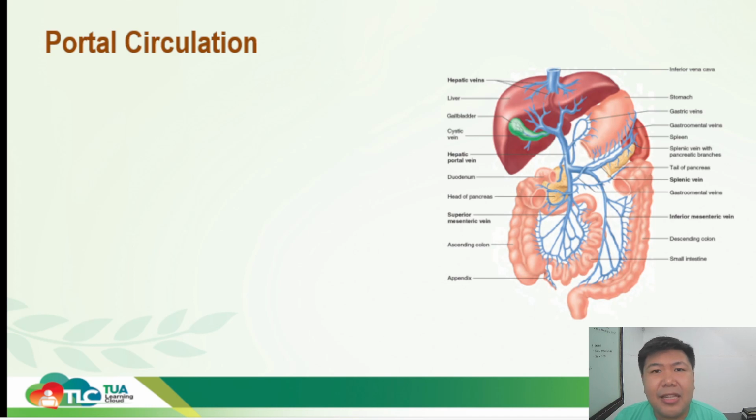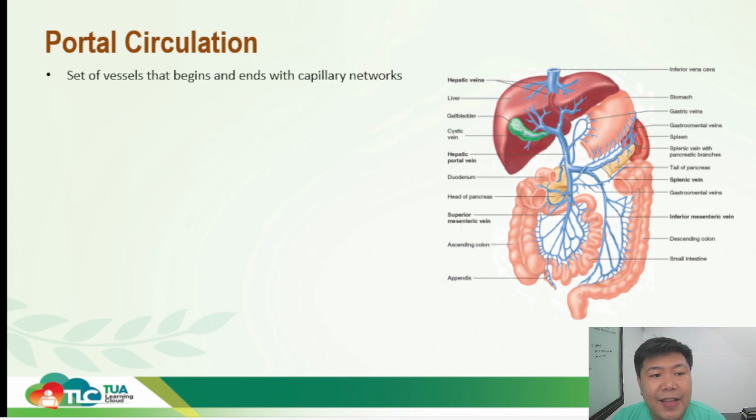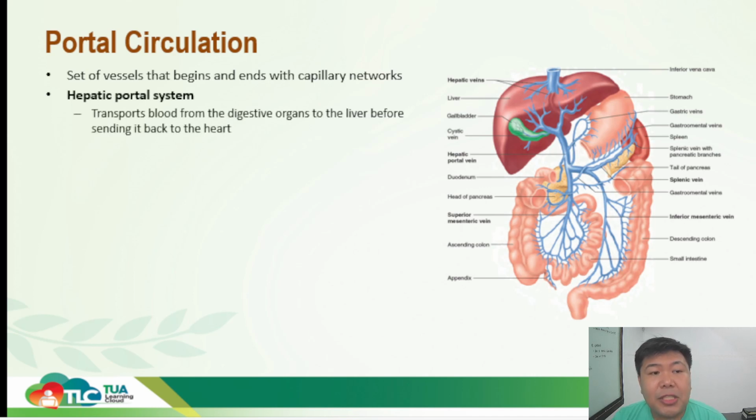What happens in the liver? Why do we have to bring all abdominal blood to the liver first? For detoxification. Okay? So it is a set of vessels that begins and ends with the capillary networks. And the hepatic portal system transports blood from the digestive organs to the liver before sending it back to the heart via the inferior vena cava.